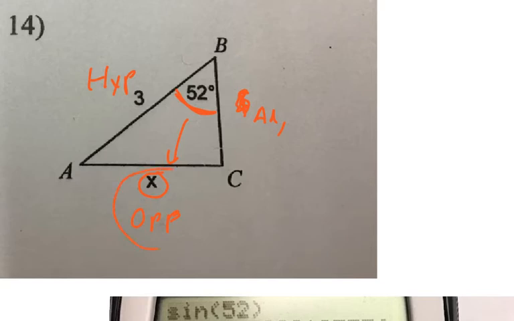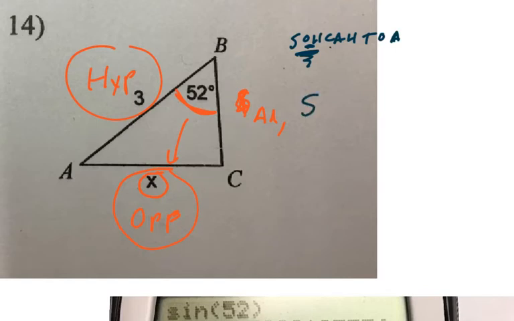Well, what uses opposite hypotenuse? According to SOHCAHTOA, which function is the one that uses opposite hypotenuse? Right there, right? See the OH right there? So we know that we're going to do the sine of 52 degrees, and the sine of 52 is X over 3.